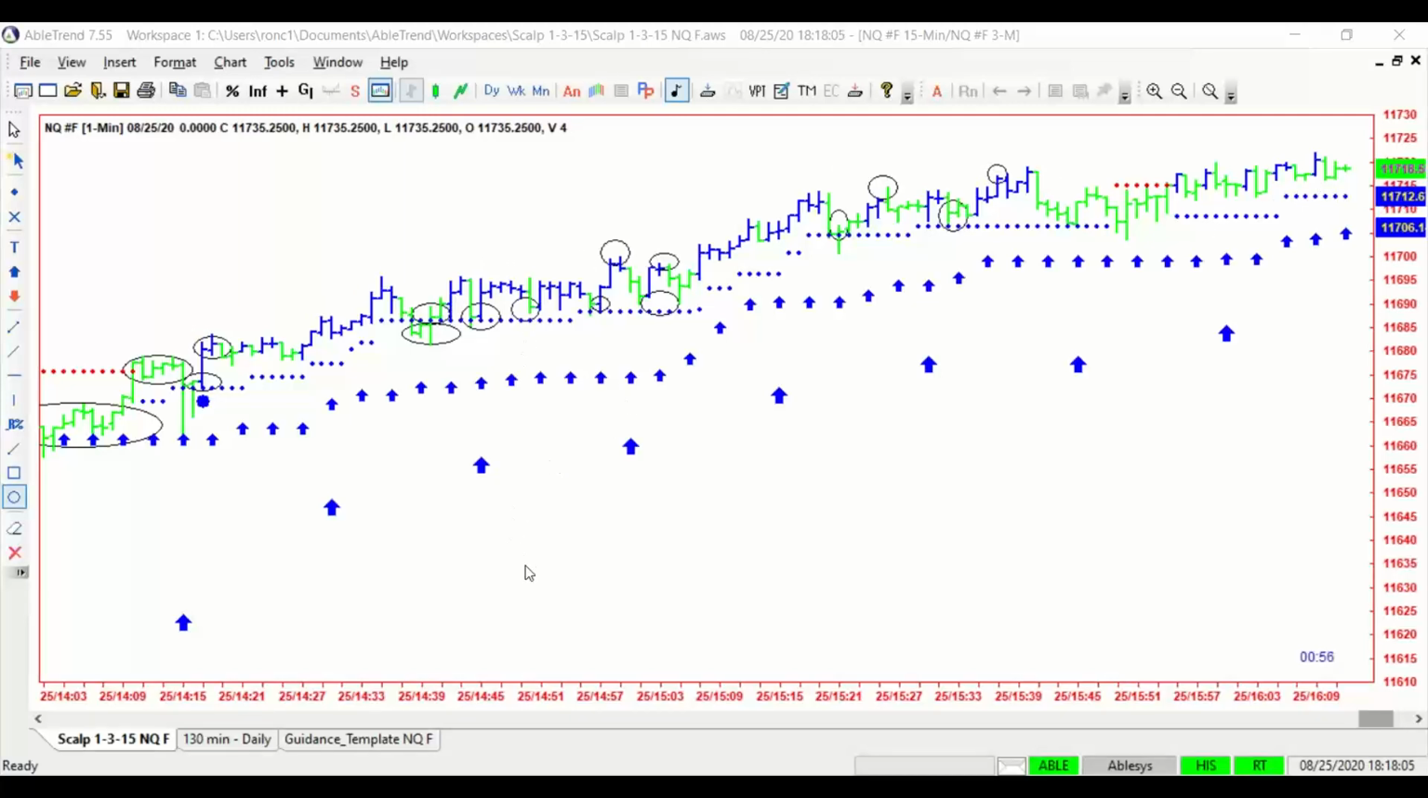Can you show me the template? I don't think you have it. Michael, as I said, you've got to download it onto your computer. Like I said in the last couple of weeks, you've got to go to ablesys.com, click on download, and re-download AbleTrend onto your computer. It takes about 30 seconds.